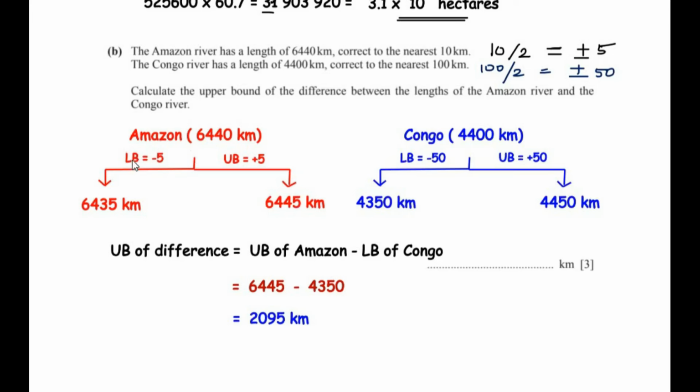bound of the Amazon River. Here we take the upper bound of the Amazon River, which is 6445, minus the lower bound of the Congo River, which is 4350. Subtracting these two, we get the value as 2095 kilometers. This is the upper bound of the difference between the lengths of these two rivers. Now let us move on to the second question.